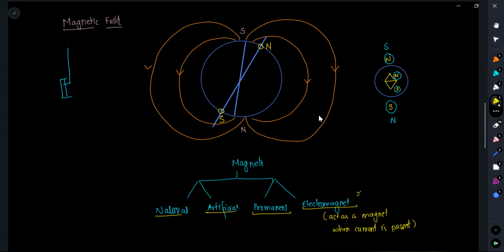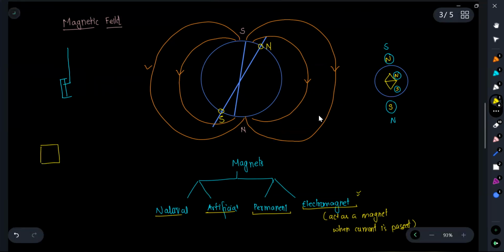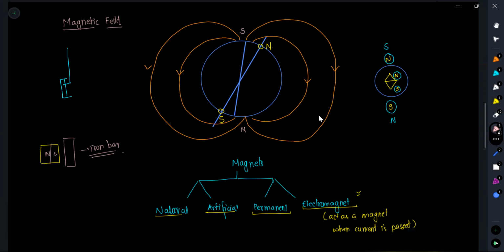Also, if you place some magnetic material around a magnet, say there is a magnet and you place an iron bar around it, after a long time, it will also act like a magnet. We are not really discussing that duration, but after a while, if you keep something around a magnet, it will start acting like a magnet.